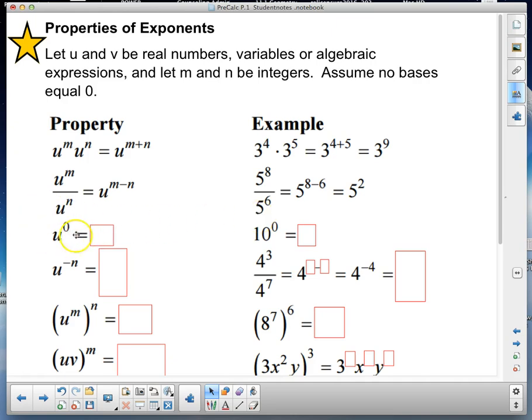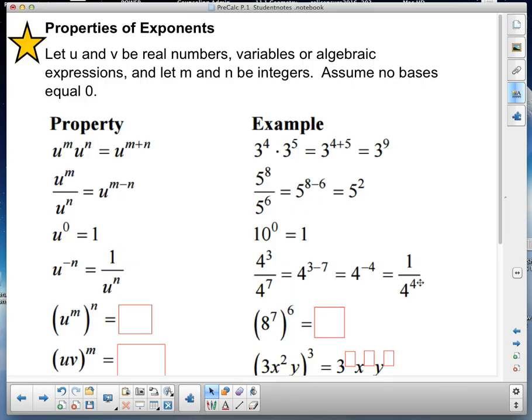u to the 0, anything to the 0 power is 1, except for 0 to the 0 power. We wouldn't do that. It's undefined. And now u to the negative n power is an inverse. This flips it. So it's 1 over u to the n. So 3 minus 7 is -4, so it becomes 1 over 4 to the 4th power as we work through here.